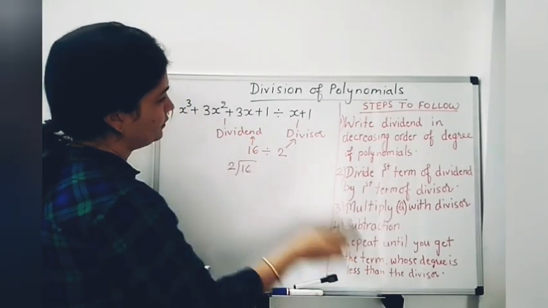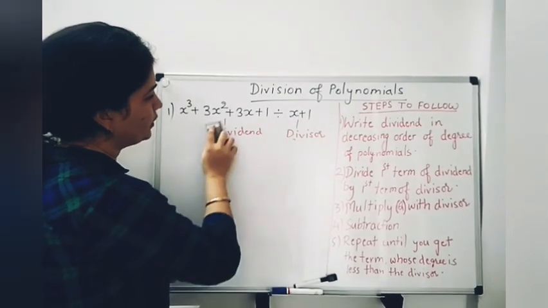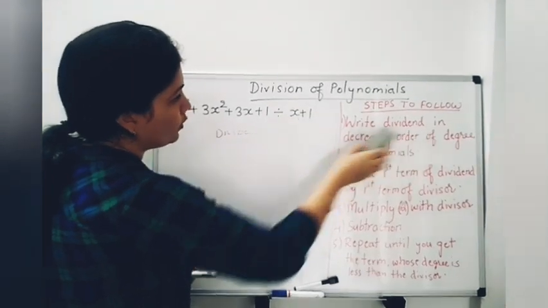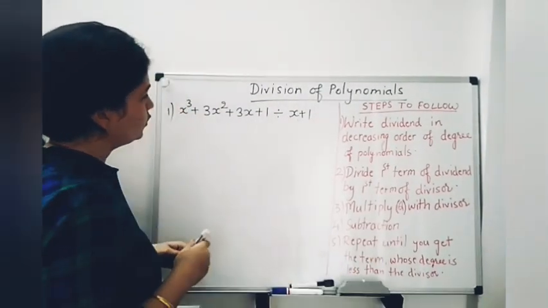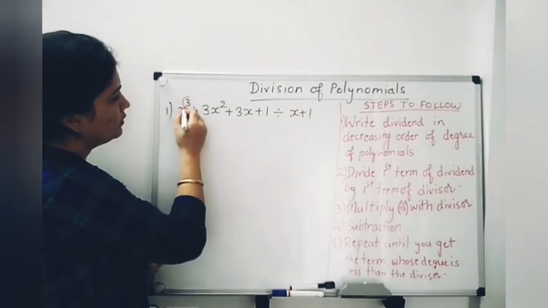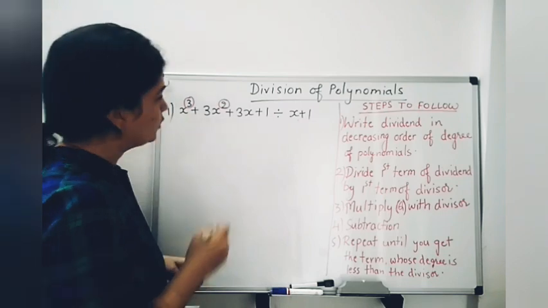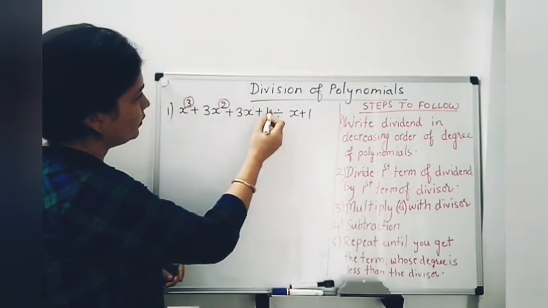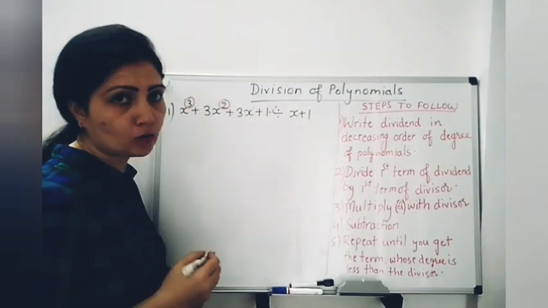So let's start. The very first step that I have mentioned here is to write the dividend in decreasing order of degree of polynomials. Now you will think, what is degree? Degree is nothing else but the exponent power of these terms. Here you can see x cube, x square, x to the power 1, and x to the power 0. So it's already in decreasing order, so I don't have to do anything.